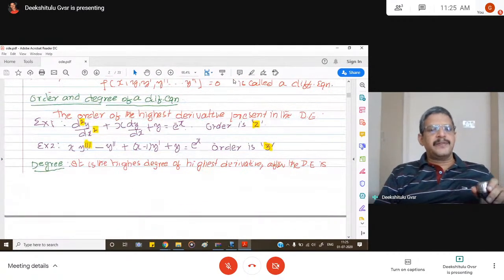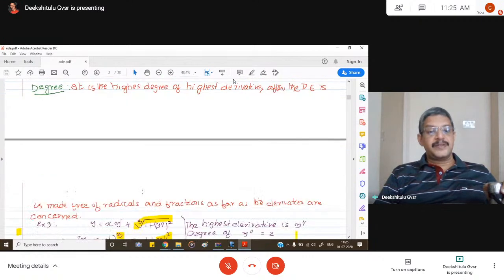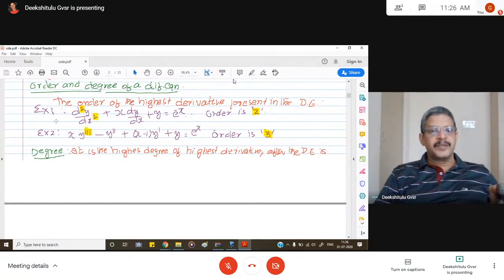You don't have any confusion with order, but while dealing with degree you have to be more careful. What is degree? It is the degree of the highest derivative after the differential equation is made free of radicals and fractions as far as the derivatives are concerned. See here in this equation, the derivative terms don't have power 1 by 2, power 1 by 3, something like this. They are free. Even if there is something there, for the order it is not an issue.